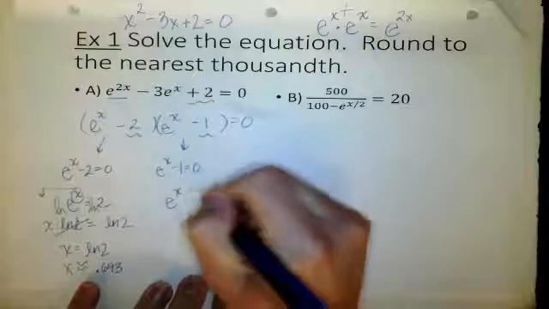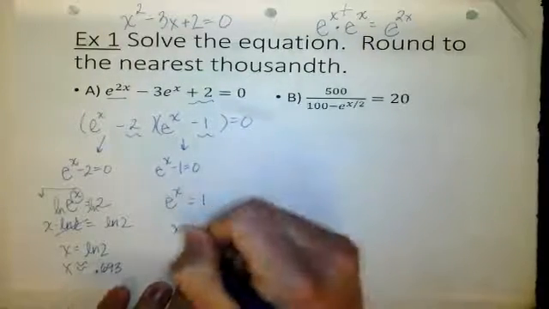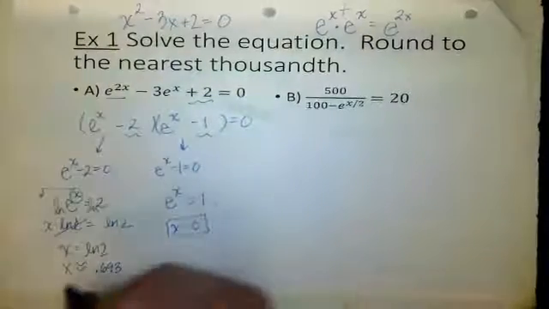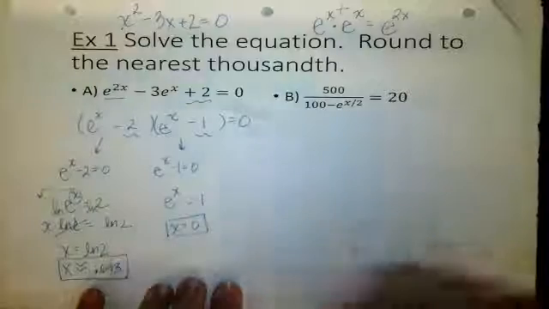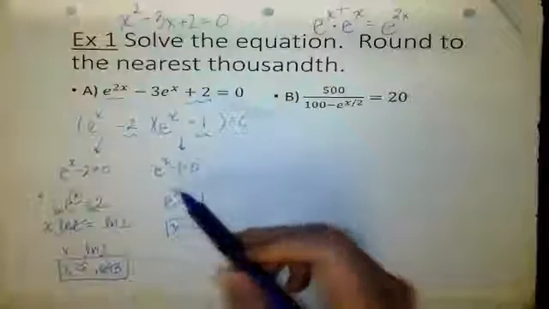All right, so good. E to the x equals 1. What's x? 0. Very good. All right, so 2 solutions there. Again, e to a power of 0 equals 1.